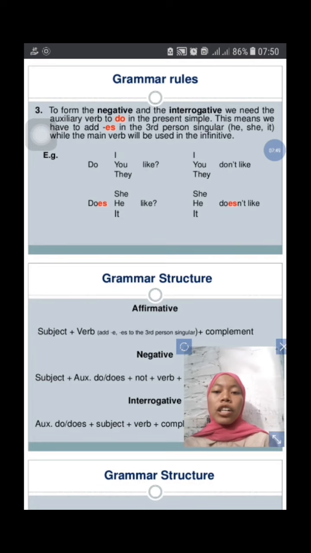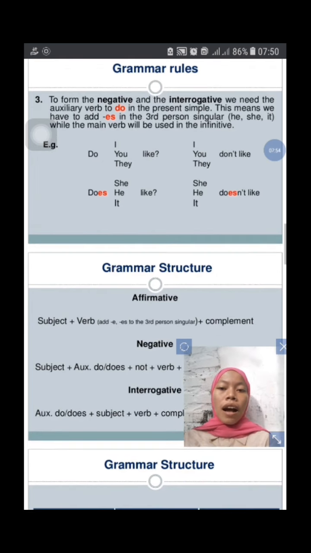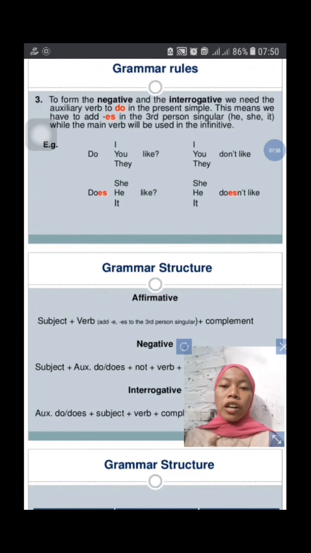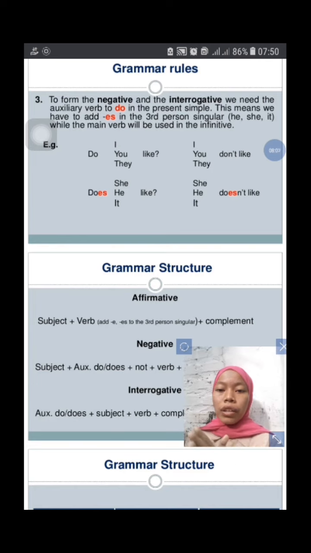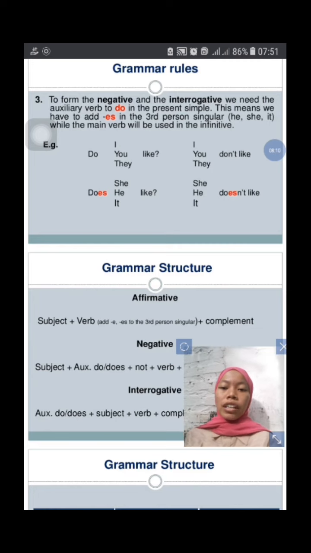Example: do you like? That uses do because you is second person. And we use does like in does she like? We use does because she is third person singular.